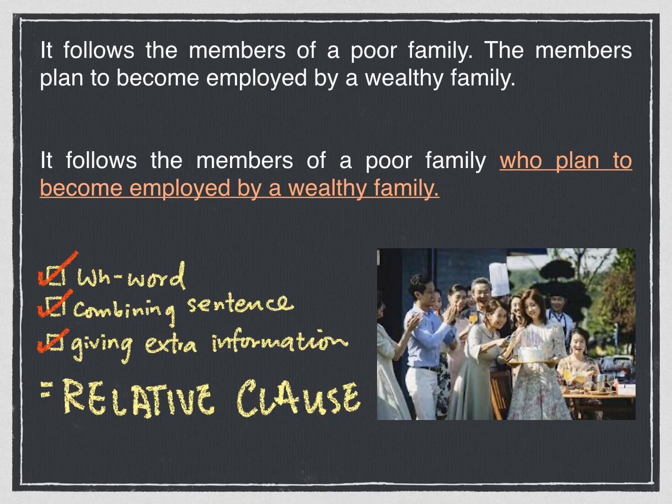The last example, two sentences. It follows the members of a poor family, full stop. The members plan to become employed by a wealthy family, full stop. So if we use the WH word who to combine these two sentences together, it will become: It follows the members of a poor family who plan to become employed by a wealthy family. So it has the WH word combining two sentences together, and it also gives extra information about that poor family, the members of the poor family who plan to become employed. So this is a relative clause.